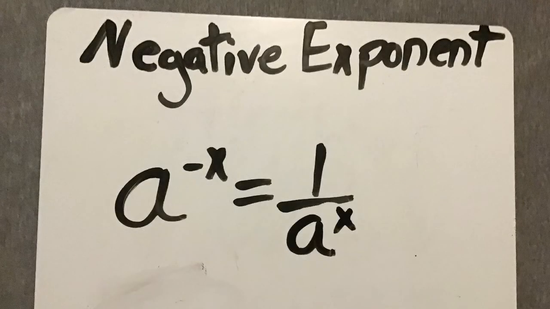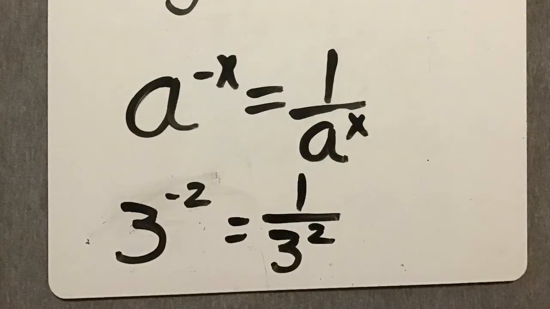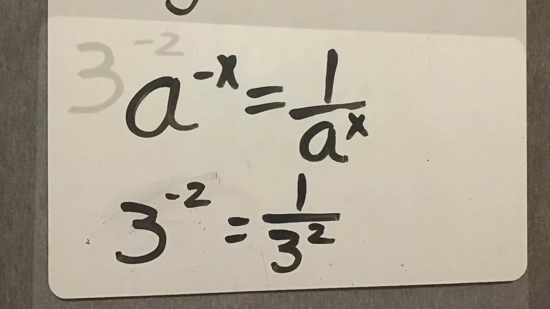Last rule is the negative exponent rule, which means if you have a number raised to a negative exponent, you're going to turn it into a fraction with 1 over the number. For example, 3 to the negative 2 power, we're going to flip it upside down, so now it's 1 over 3 to the second power.